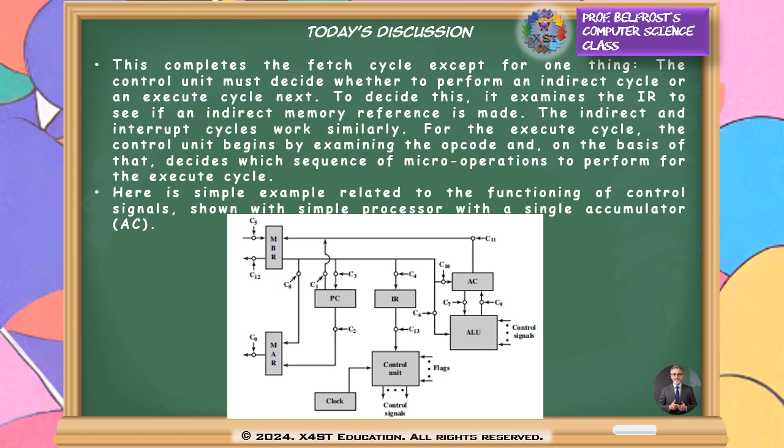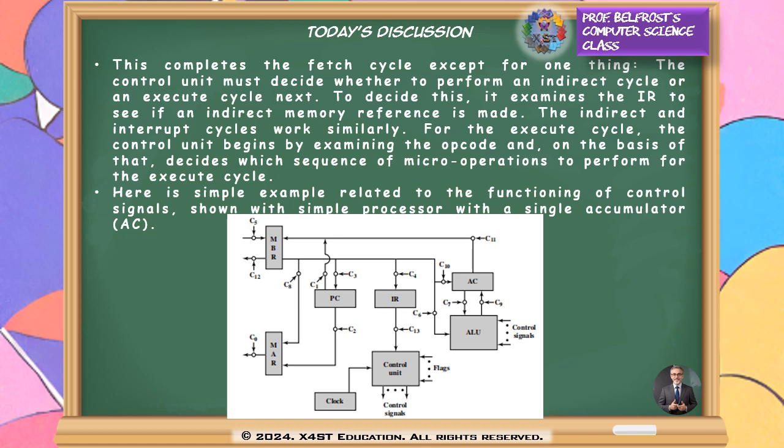This is very important. And this completes the fetch cycle except for one thing. The control unit must decide whether to perform an indirect cycle or an execute cycle next. To decide this, it examines the IR to see if an indirect memory reference is made. The indirect and interrupt cycles work similarly. For the execute cycle, the control unit begins by examining the opcode and, on the basis of that, decides which sequence of microoperations to perform for the execute cycle.